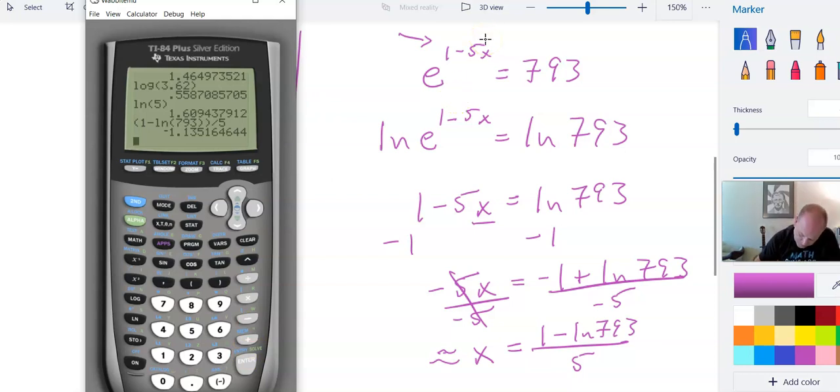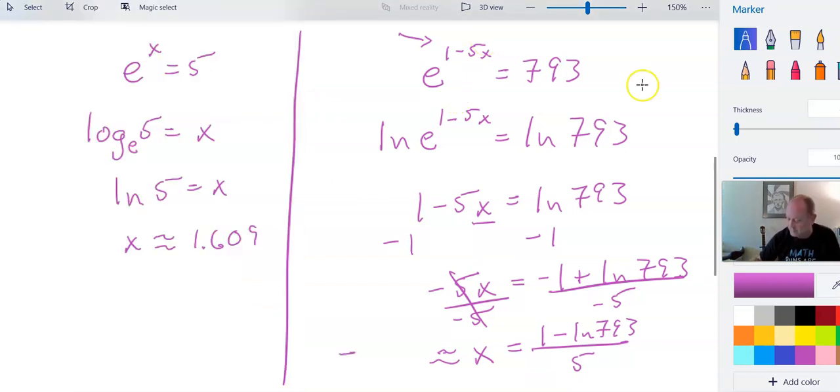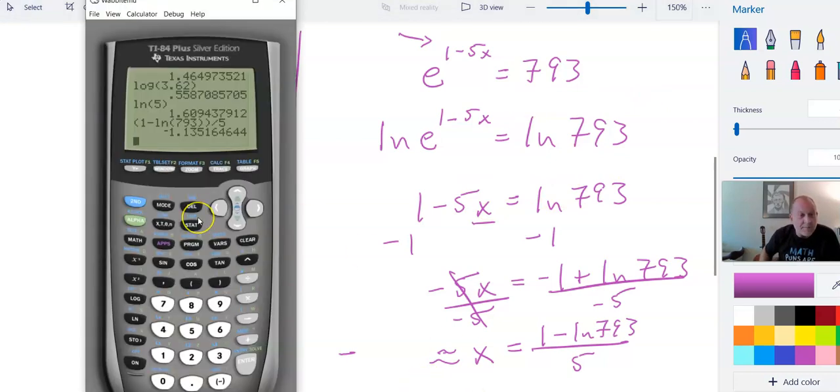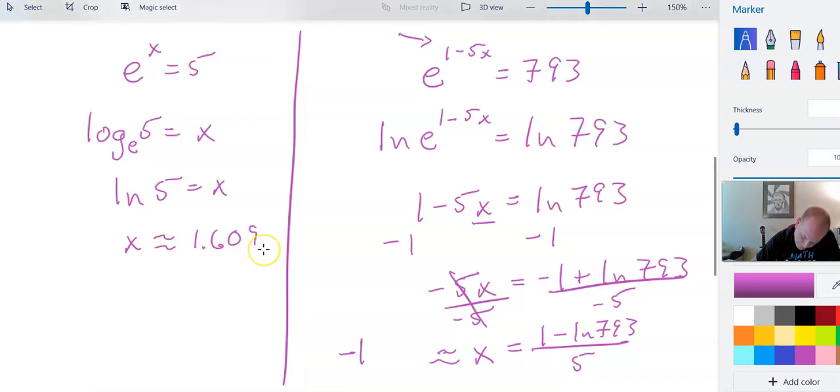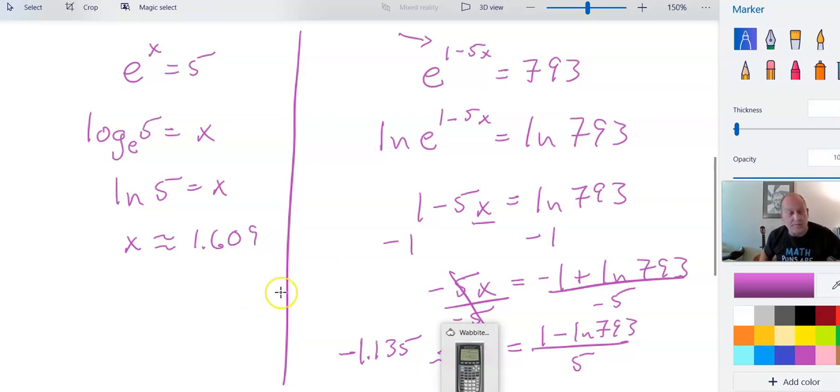So this is approximately negative. Oh, I'm going to look at the answer before where to go. There it is. Negative 1.135. So it's negative 1.135 if we take it to 3 decimal places. It'd be negative 1.14 if we took it to 2. Okay. So we have that.